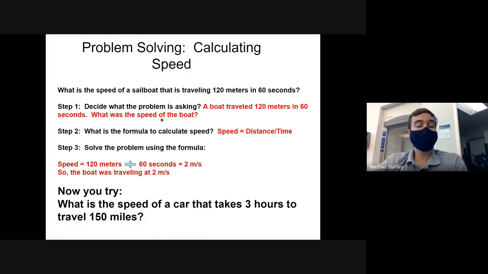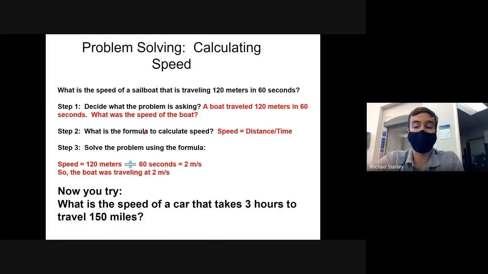So say, for example, we have a sailboat that travels 120 meters in 60 seconds. And it wants to know what is the speed. So this problem is asking, what is the speed of the boat? It wants to know how fast is the boat traveling if it moved 120 meters in 60 seconds.